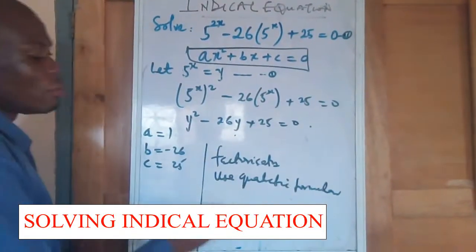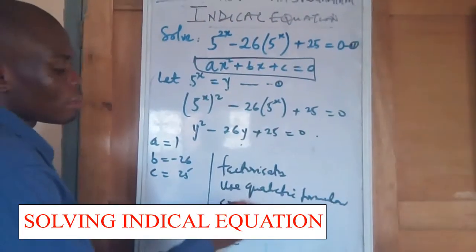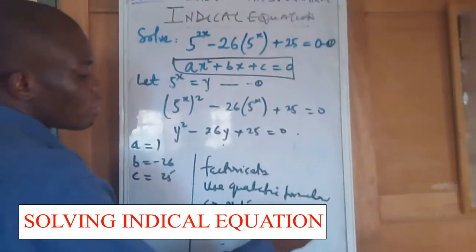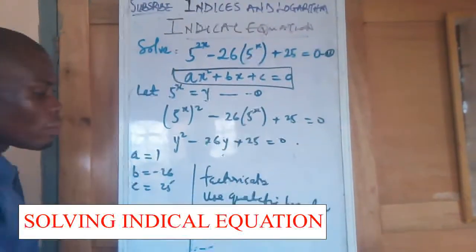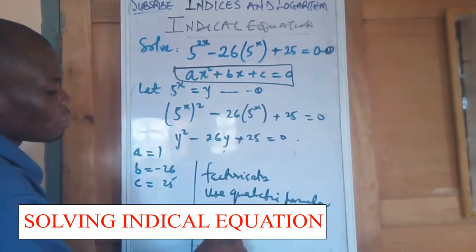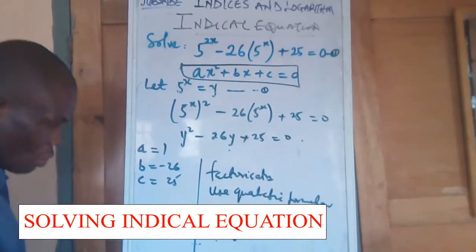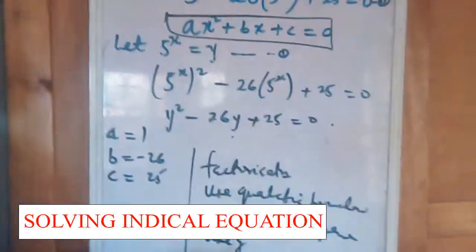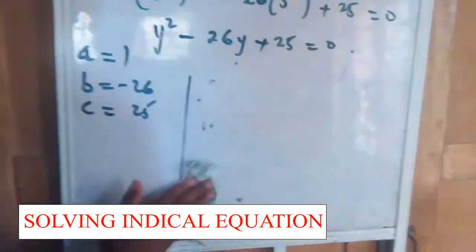You can solve it with the completing the square method, and you can also solve it with the use of a graph. So these are the 4 methods we use to solve quadratic equations. I will try and solve this equation by factorization.